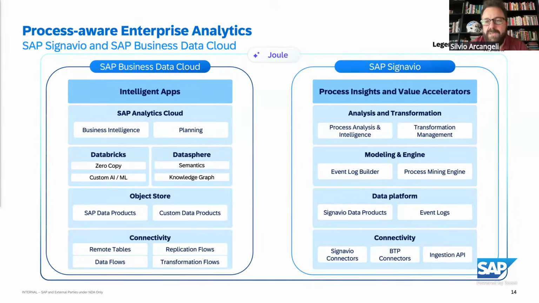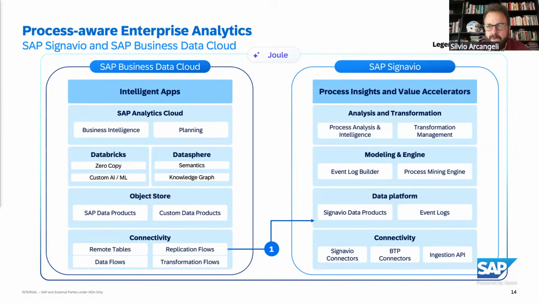So when we talk about Business Data Cloud, we talk about a very wide solution with various layers and lots of different capabilities. And we are planning to provide synergies between Signavio and SAP Business Data Cloud at each and every layer of those capabilities. So when it comes to connectivity, a few weeks ago, we went live with the first generally available version of the native integration between SAP DataSphere Replication Flow and Signavio.